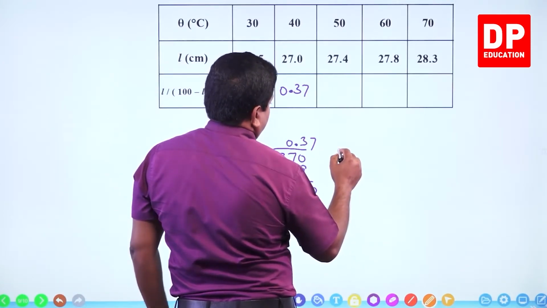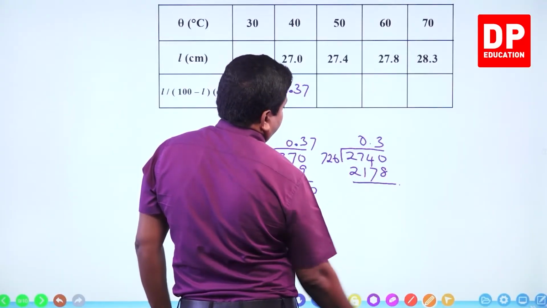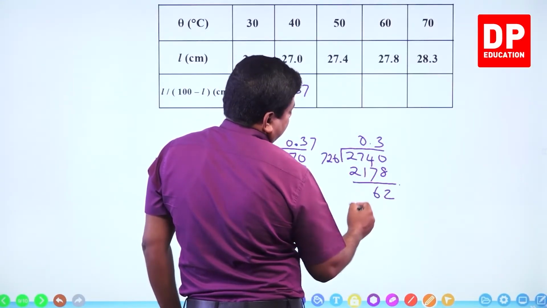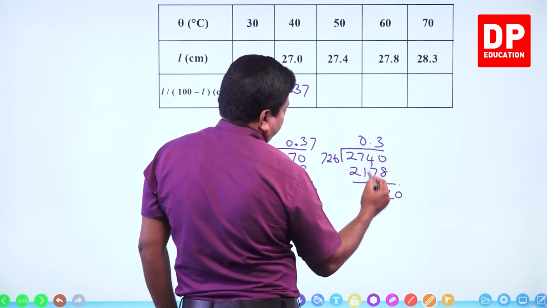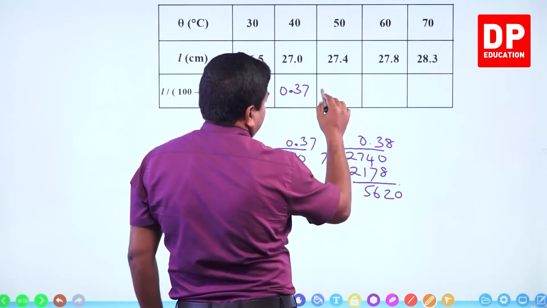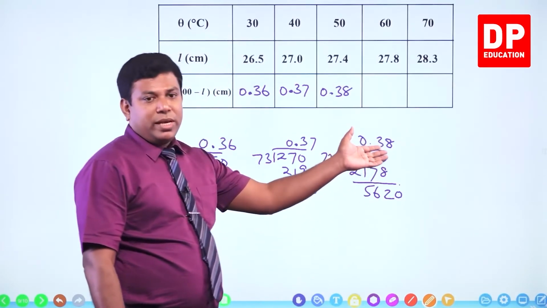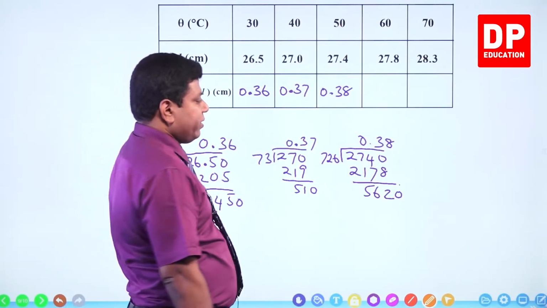Next is 27.4 divided by 72.6. Subtract it, you get approximately 0.38. You are rounded to 2 decimals, right? So it comes like 0.376 something, which is rounded to 0.38.